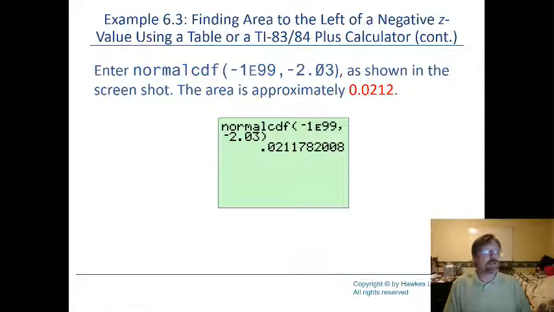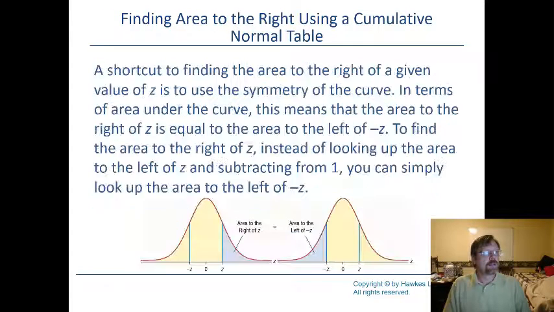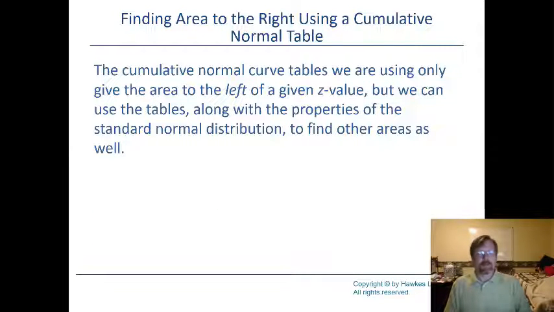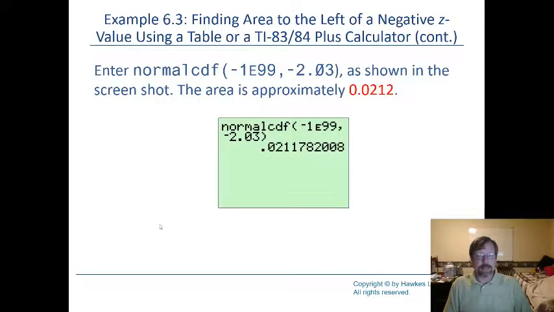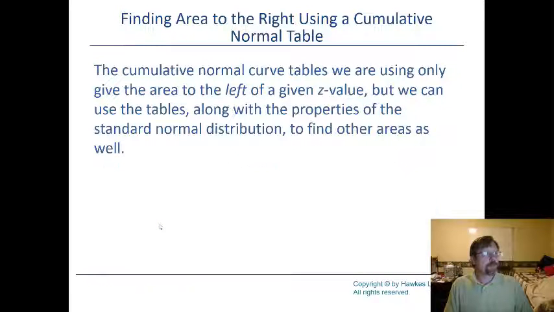Okay, let's go back here, make sure I've got that selected. As you can see here in these graphs, that tells us what the probability is of something being to the left of the z-value we're interested in. What if we're interested in something to the right? All right, so there are a couple of ways we can do this.